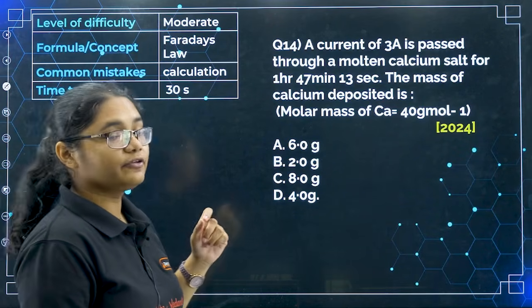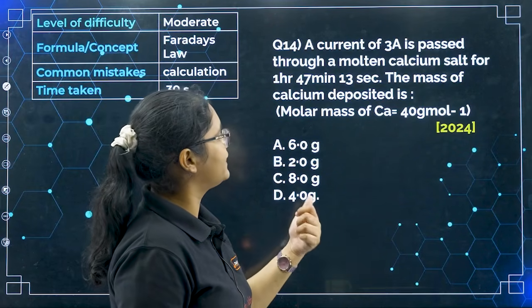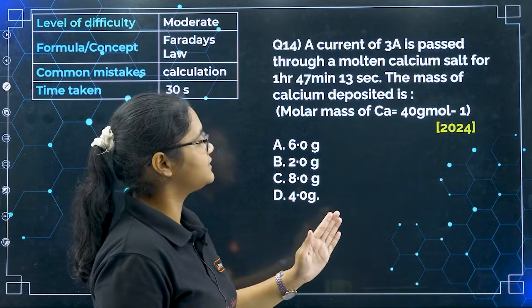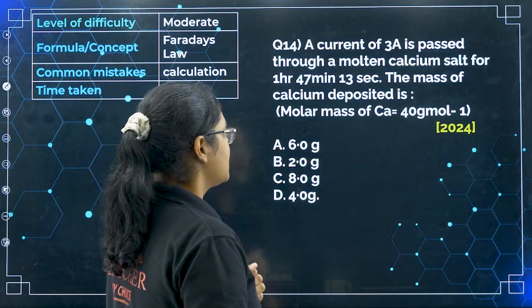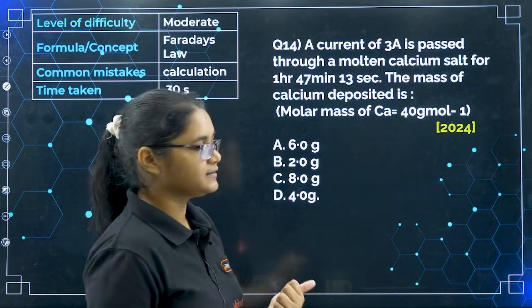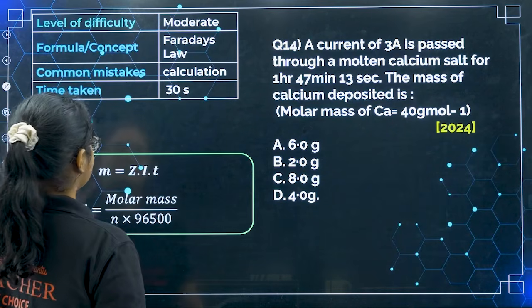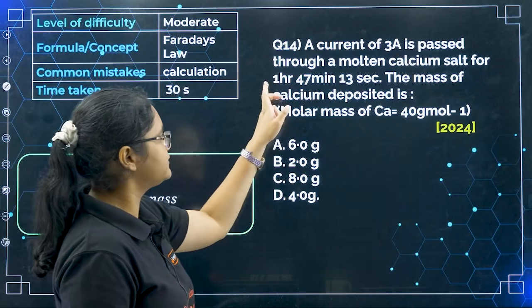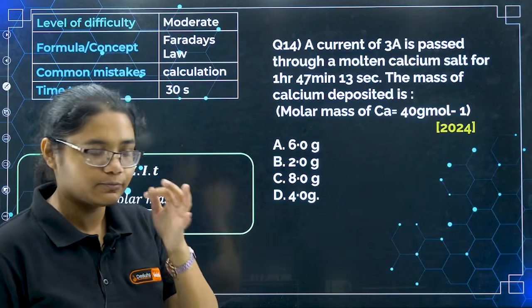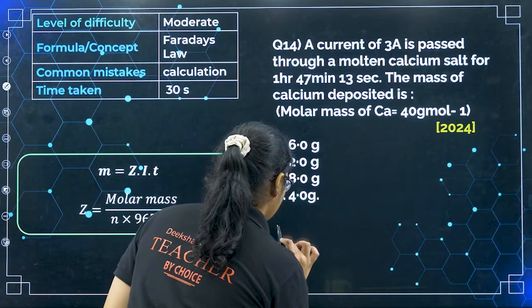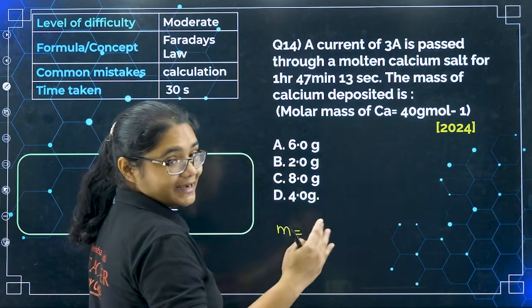Next, a current of 3 ampere is passed through a molten calcium salt for 1 hour 47 minutes and 13 seconds. The mass of calcium deposited is. This is also a very direct formula-based question. The only thing here, a little bit, is to calculate this time properly. Okay. So I have mass deposited M is equal to Z into I into T.